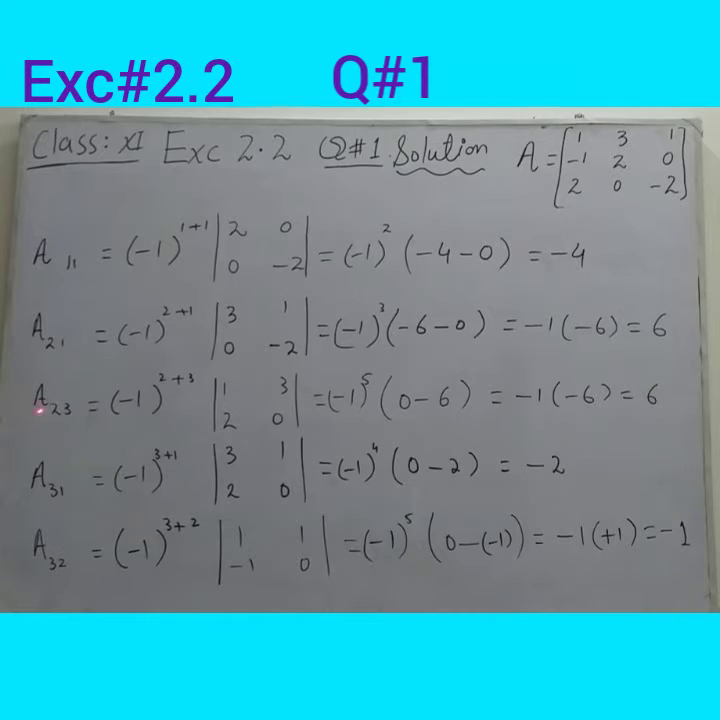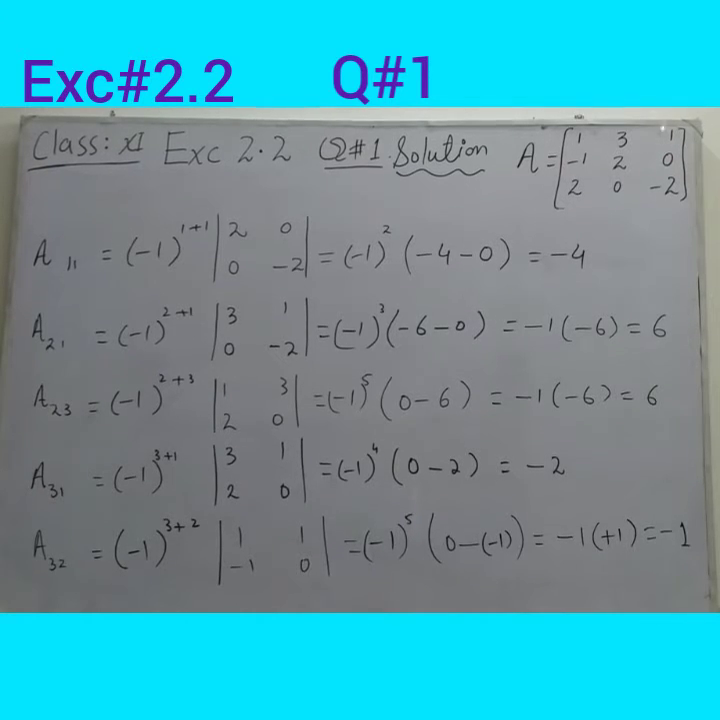Next, A23. A23 means second row, third column. So it is on the position of 0. This 0 is representing A23. So its cofactor is minus 1 raised to power 2 plus 3 into the determinant of, ignoring the row and column with A23, the rest of the elements: 1 3, 2 0. After solving we have 6.